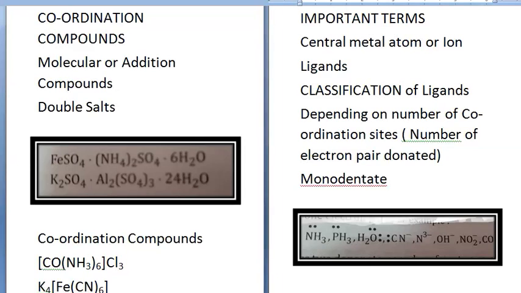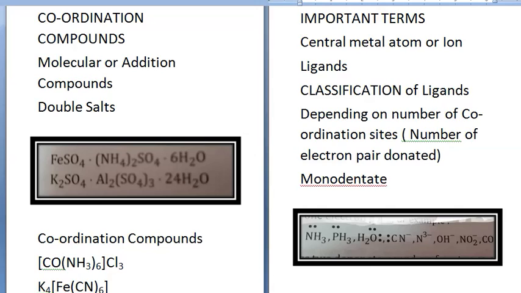Children, today we are going to start a new chapter, coordination compounds. It is a very important chapter from the examination point of view. A number of questions are asked from this chapter in the board exam. Before that, we should first study about molecular or addition compounds.